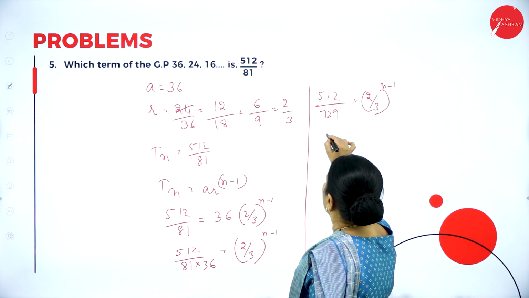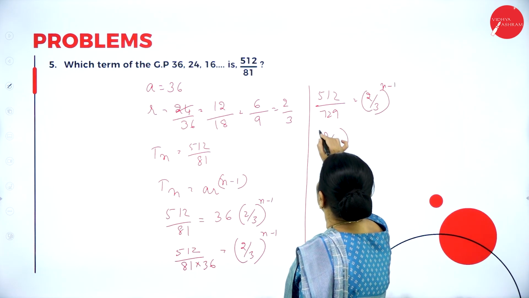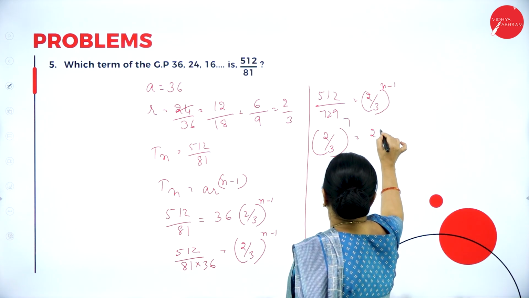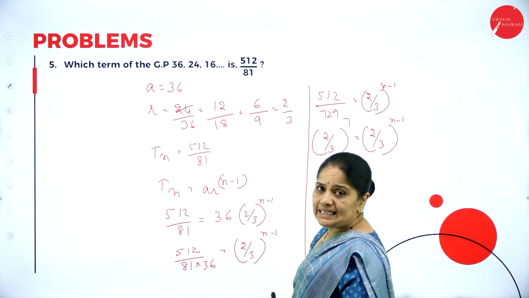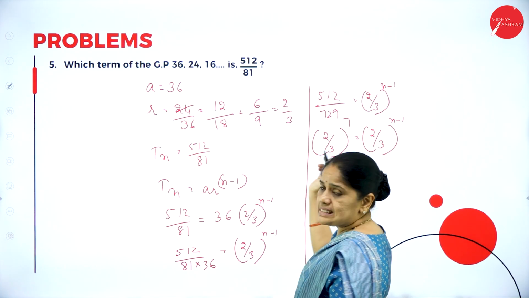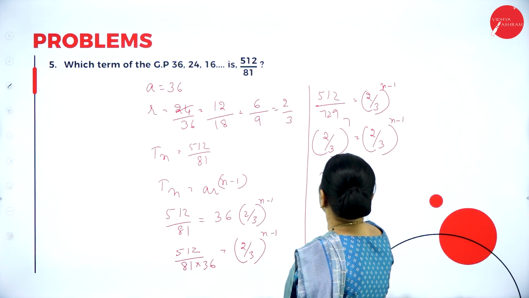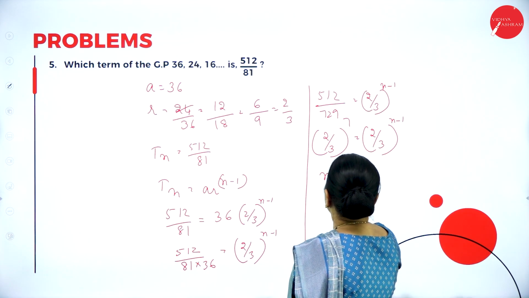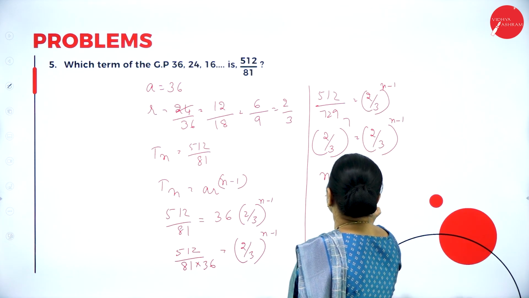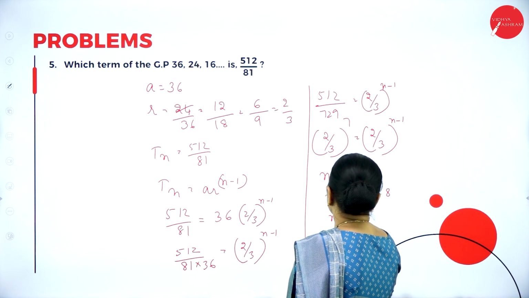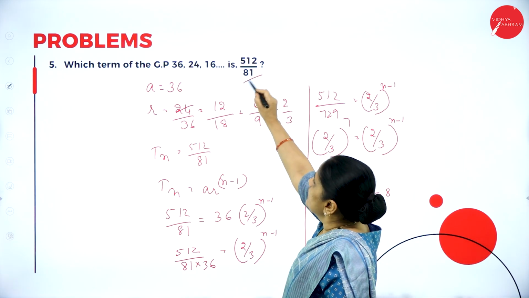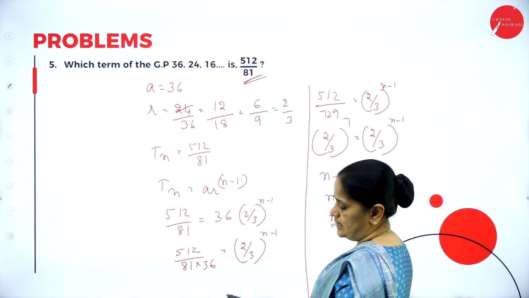Now I can rewrite it as 2 by 3 to the power 7 equals 2 by 3 to the power of n minus 1. When the bases are same, the powers are equal. N minus 1 equals 7, n equals 7 plus 1, that is 8, or n equals 8. So this is the 8th term of the series.